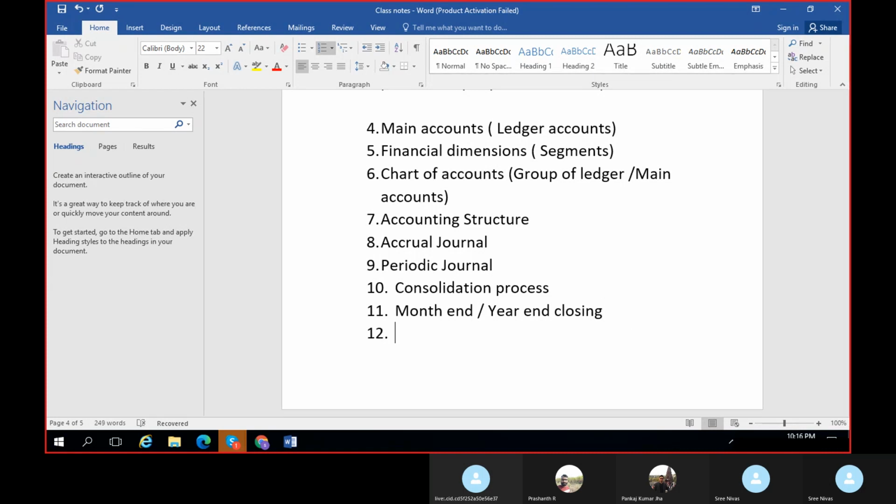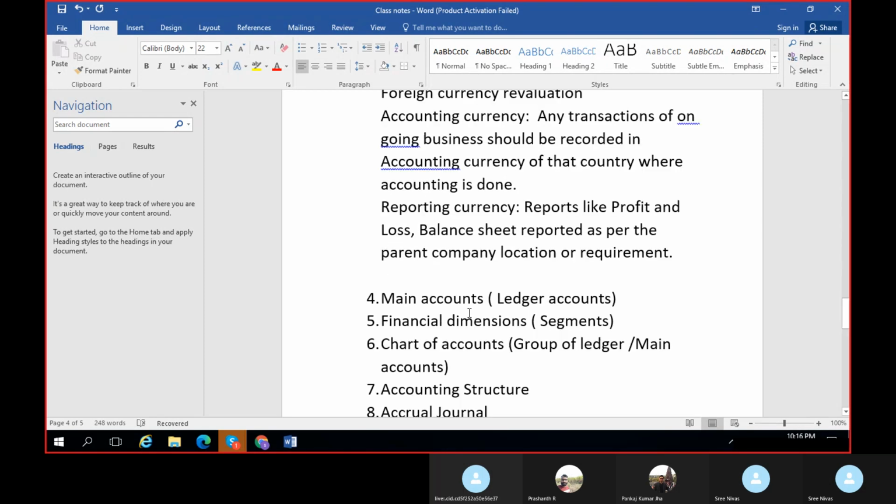And the next will be the statutory requirements as per the Companies Act. So these, if you remember, are related to the Companies Act.